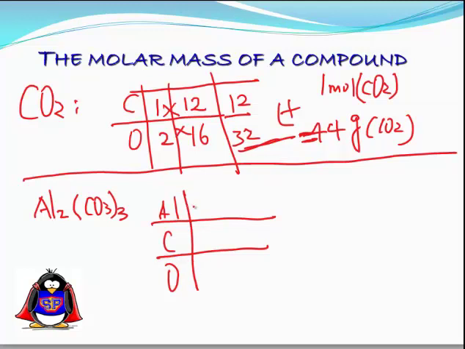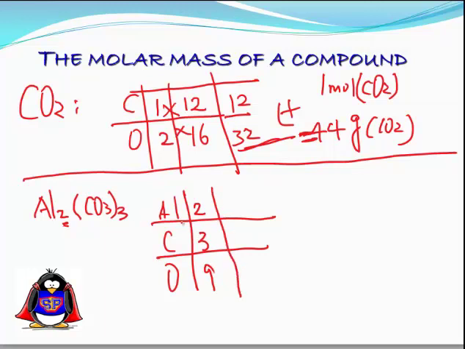So how many aluminum you have? 2. Just take a look at the subscript. How many carbon you have? Now it says you have 3, because that subscript means anything within the parentheses will be repeated. The total times in there will be 3. So you need to distribute the 3 inside the parentheses. So then oxygen you have, it will be 9.